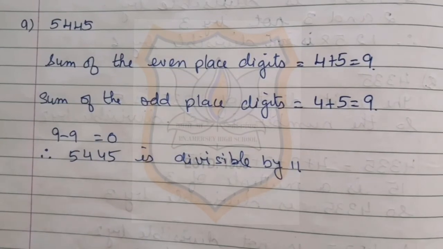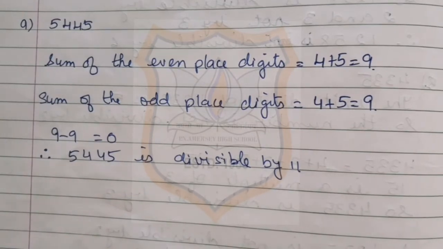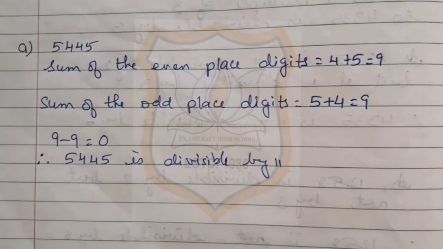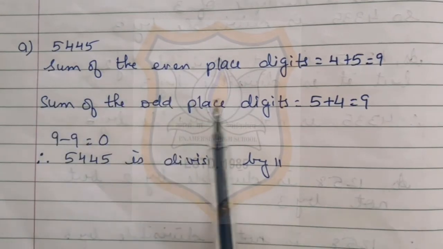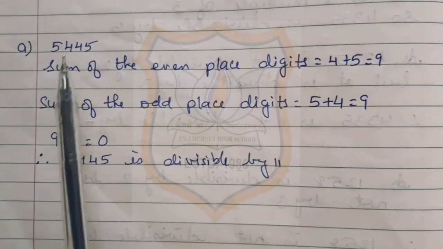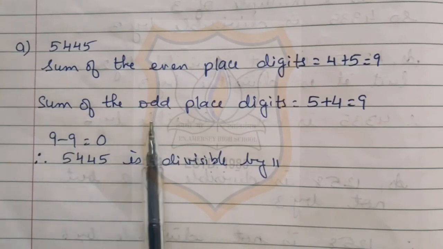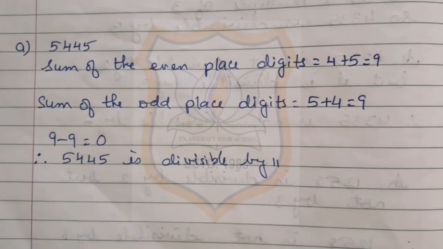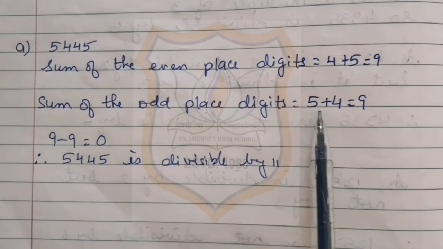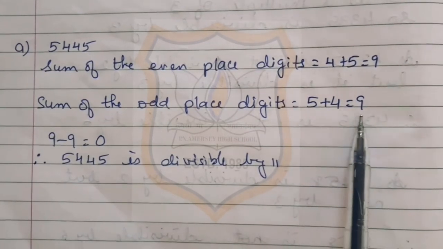So for this, first we have to find out the sum of the digits at the even places and the sum of the digits at the odd places. Sum of the even place digits: as I've explained earlier, 4 and 5 are the digits at the even places. So by adding 4 and 5 we get 9. Sum of the odd place digits: the digits at the odd places were 5 and 4. So we add 5 and 4, we get 9.